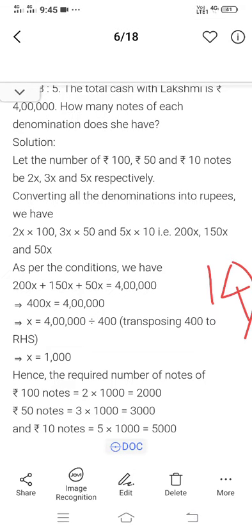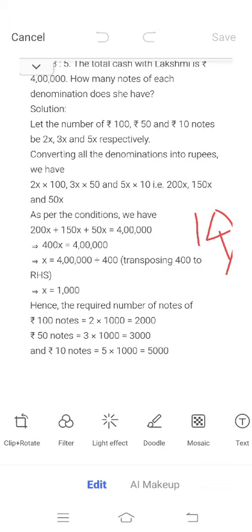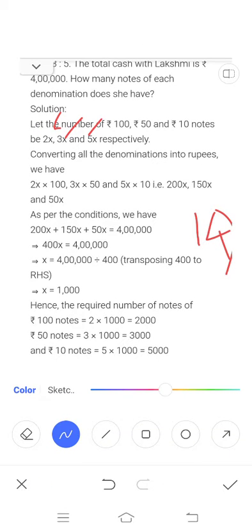Now coming to this question, let the number of notes of 100, 50 and 10 rupee notes, in the ratio 2:3:5, be written as 2x, 3x and 5x. So converting all the denominations into rupees, we have to convert this into rupees. Suppose if you have 2 notes of 10 rupees, what is the total money? 20. That means you are multiplying by 2. Similarly here 2x is nothing but 100 rupee notes, so we have to multiply 2x into 100. 3x is nothing but 50 rupee notes, so we multiply 3x into 50. And 5x is nothing but 10 rupee notes, so we multiply 5x into 10.